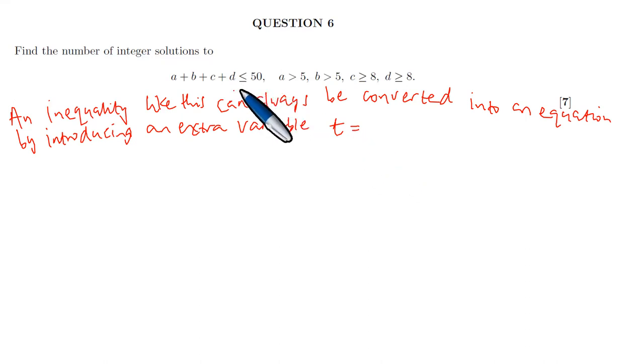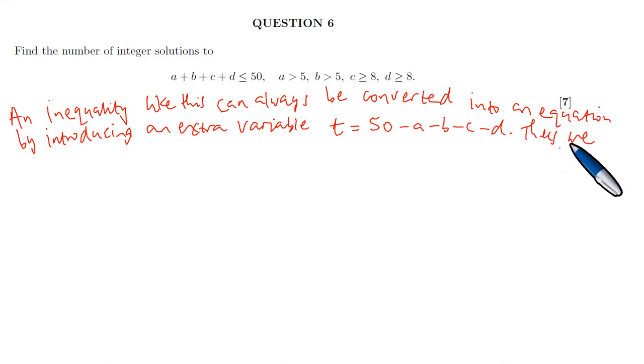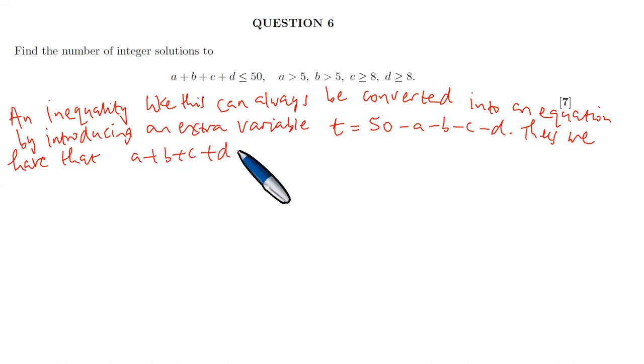So we take the T and then we transpose everything to the other side. So we would have therefore 50 minus A minus B minus C minus D. Thus we have that. We can add these things, the A, the B, the C, the D, then we add T. Because it was less, if we drop in the T, then the T is an equalizer, making the less than into an equal to.